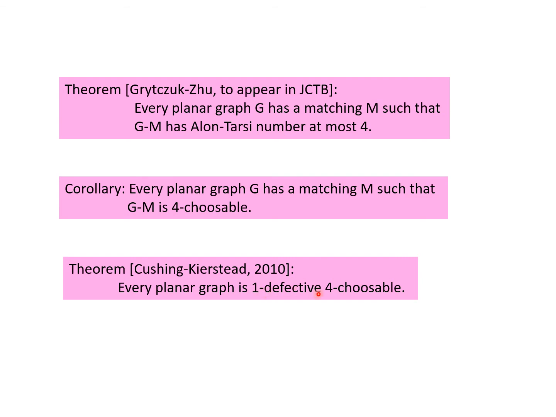That's one defective. But the consequence of this one is that every planar graph has a matching you can remove, and then this graph is 4 choosable because this graph has Alon Tarsi number at most 4. Therefore, it is 4 choosable. And this matching does not depend on the list, right? And here, the matching depends on the list. So this is a stronger statement. Okay, that's the end. Thank you.